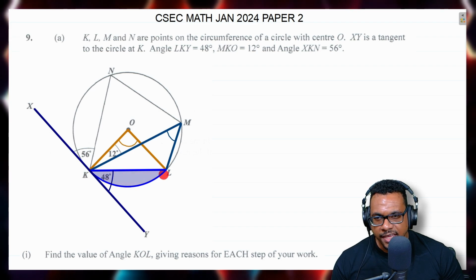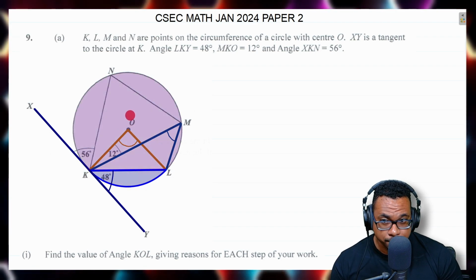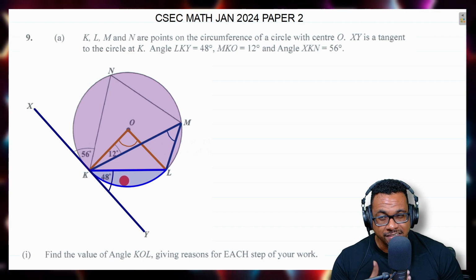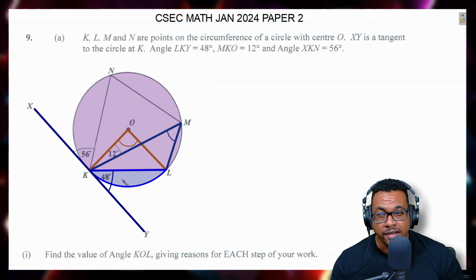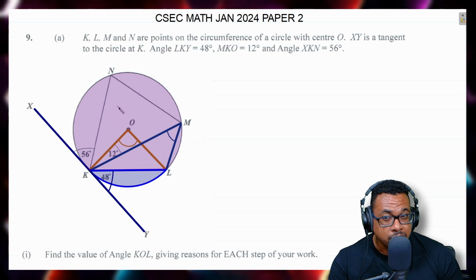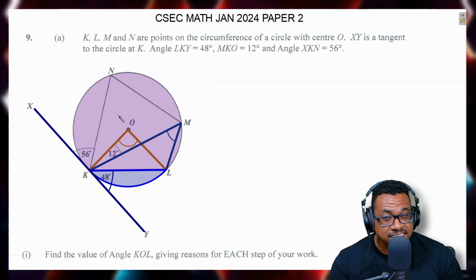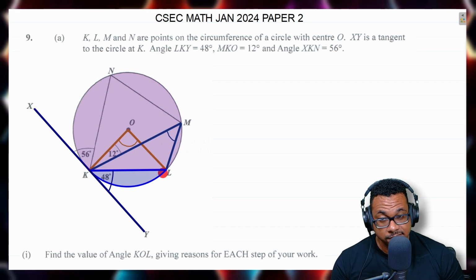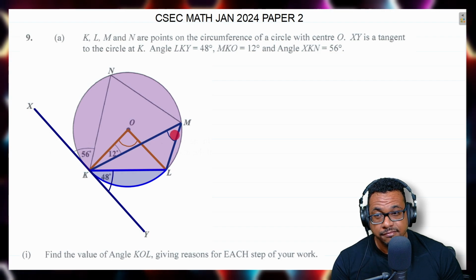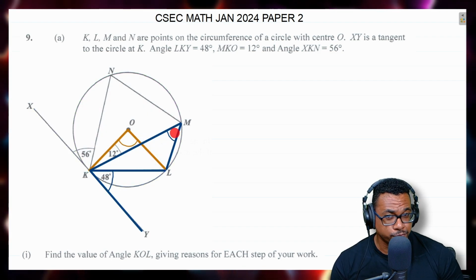So below KL is your minor segment, and above KL is the major segment. So the 48 degrees is sort of in the minor segment. So the angle in the alternate segment has to be the one in the major segment. And as I said, the vertex of that angle must touch the circumference of the circle. So again, you are looking for an angle that's standing on the chord KL that's touching the circumference of the circle. And that angle is right here. Therefore, if here is 48 degrees, then here is also 48 degrees.